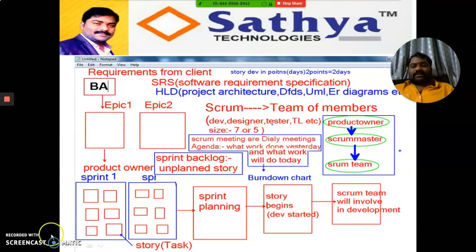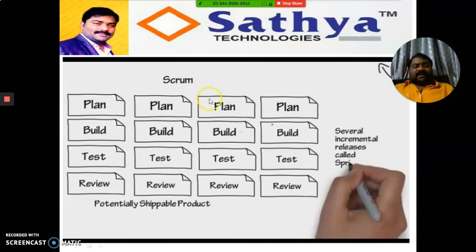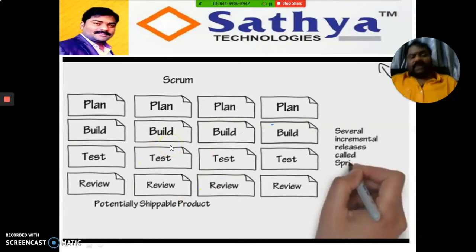Are you following, everyone? I'm asking you here. So let us see here, you will get some clarity. Scrum is nothing but a group of members. So Agile is also a mini waterfall model.